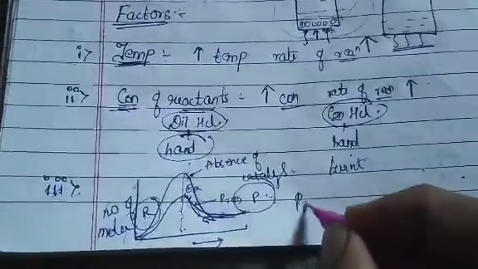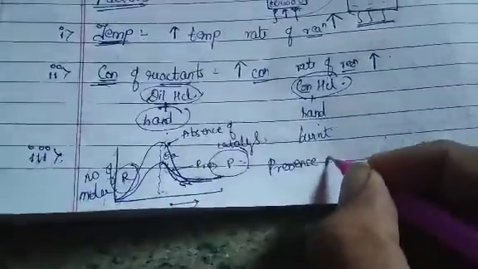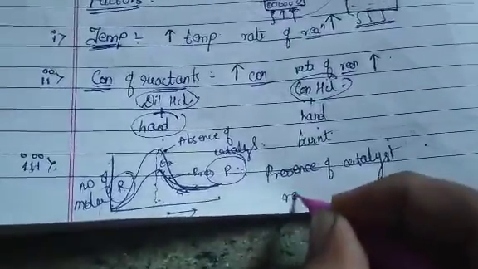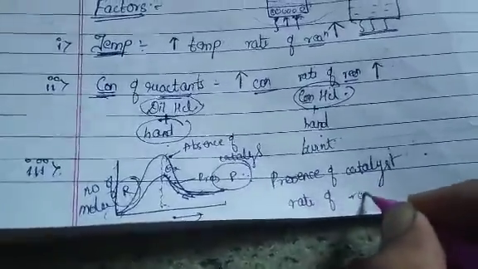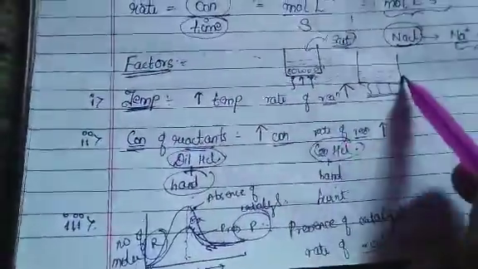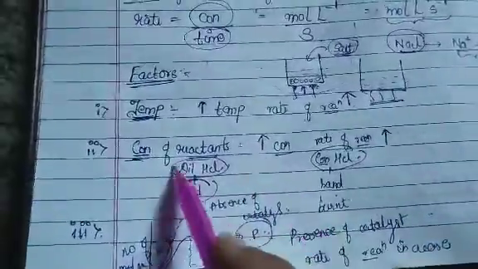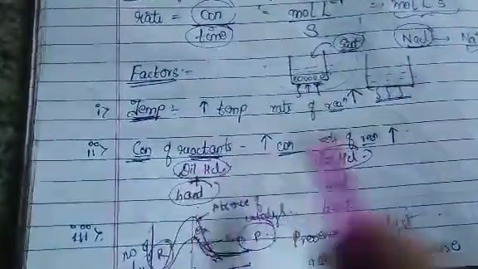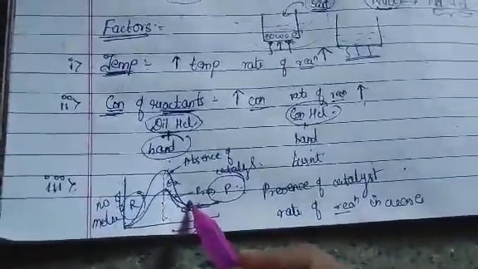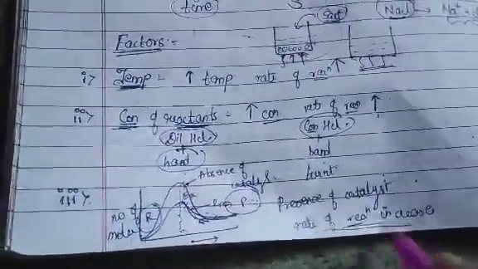So in the presence of catalyst, what happens once again? The rate of the reaction increases. Okay. So with the increase in the temperature, the rate of the reaction increases. With increase in the concentration of the reactants, the rate of the reaction increases. And with the presence of the catalyst also, the rate of the reaction increases.